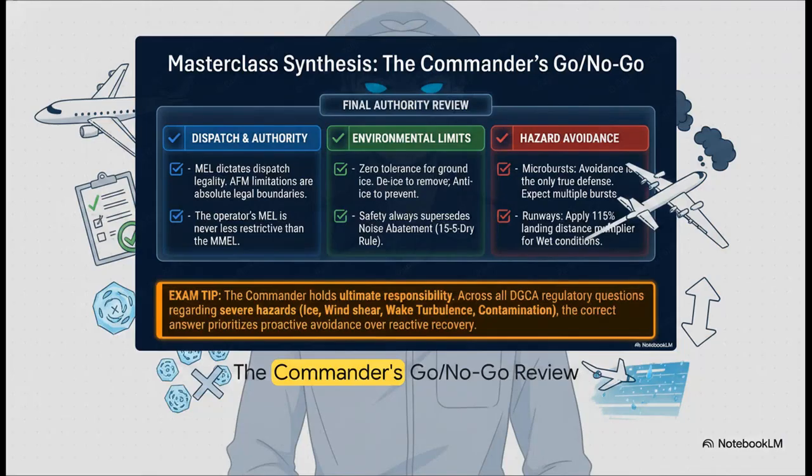To wrap up today's session, let's synthesize all of this into our ultimate takeaway. From dispatch legality with the MEL to facing ground ice, violent microbursts, or contaminated runways, the commander holds ultimate responsibility. Across all DGCA regulatory scenarios, remember this simple truth. The correct answer always prioritizes proactive avoidance over reactive recovery. Do not test the margins, master the rules.